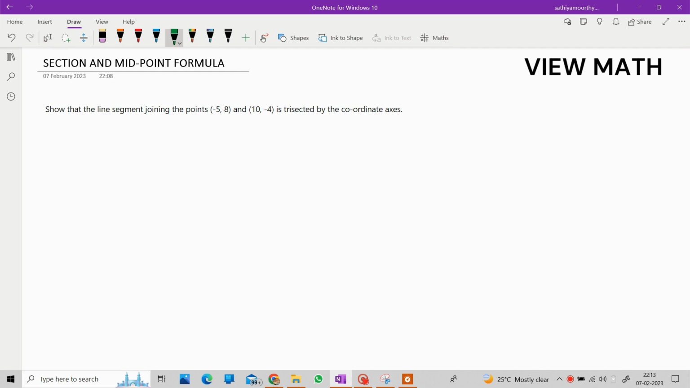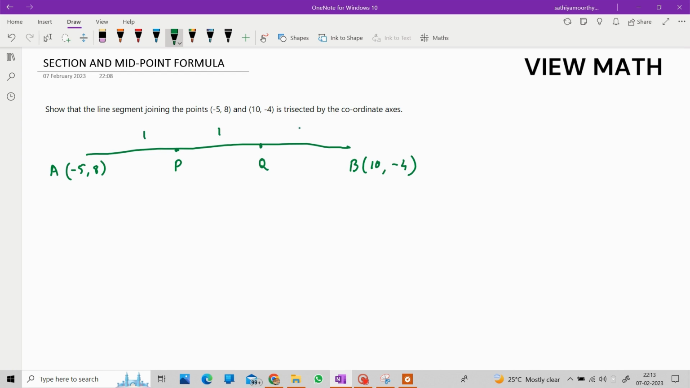What they're asking us to show is, they have given the points of the line segment. For example, if you take the line to be like this, (-5, 8) is A, and let B be (10, -4). Show that the line segment joining the points is trisected. Trisected means there are points P and Q which divide the line segment equally, in the ratio 1:1:1. So it is trisected by the points P and Q.